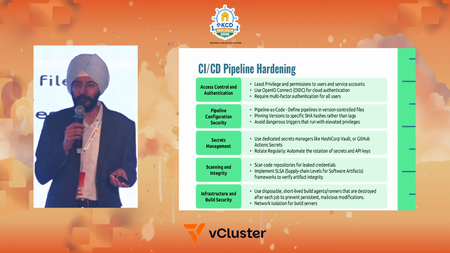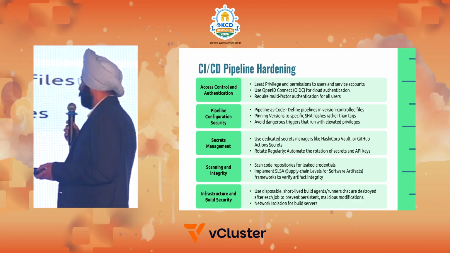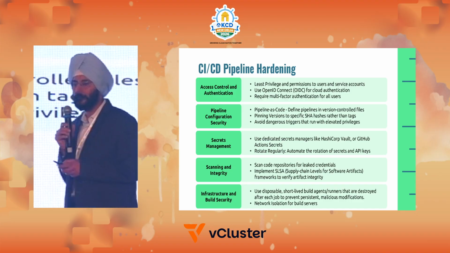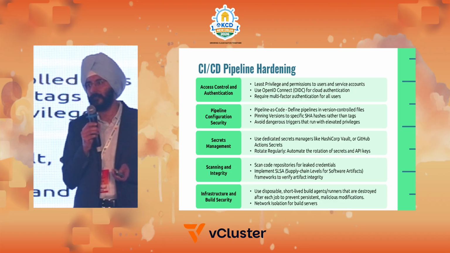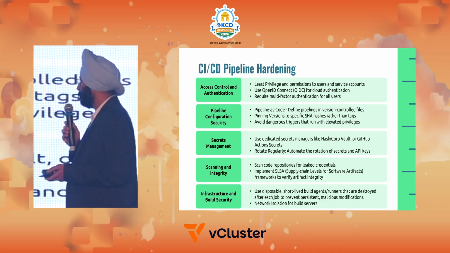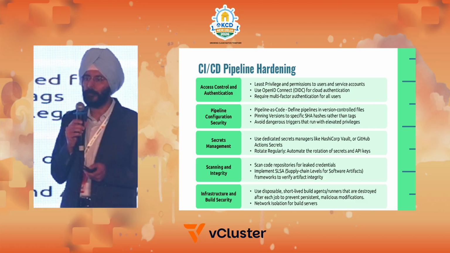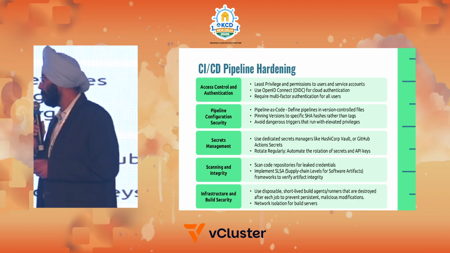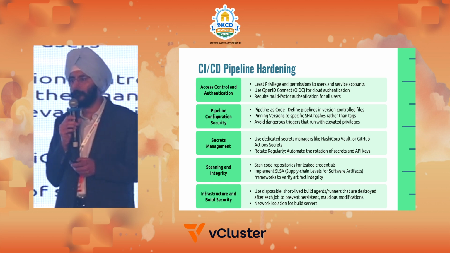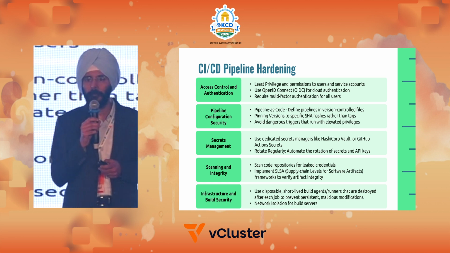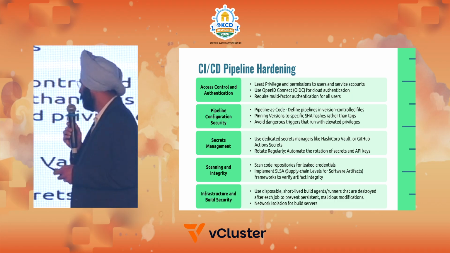It's better to use standard practices like pipeline as code, and version pinning, and don't use dangerous triggers which can elevate privileges. Secrets again are important. There are many techniques for handling them. You can use a KMS, you can use HashiCorp, whatever the case may be. Try to rotate them regularly. And keep scanning your code bases regularly for any kind of vulnerabilities, and any secrets which are part of your code base, or even your logs, for example.